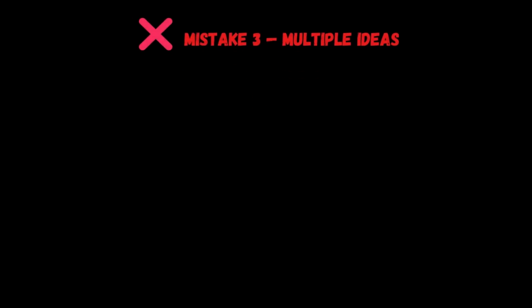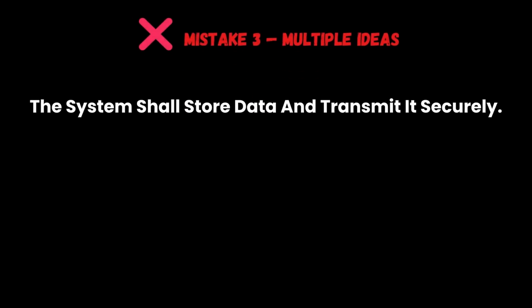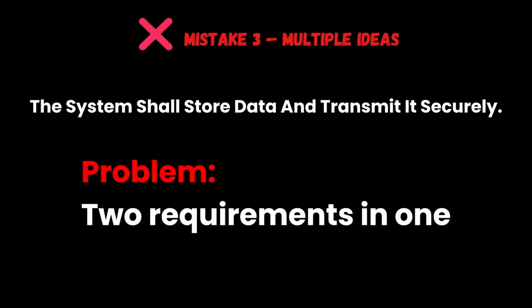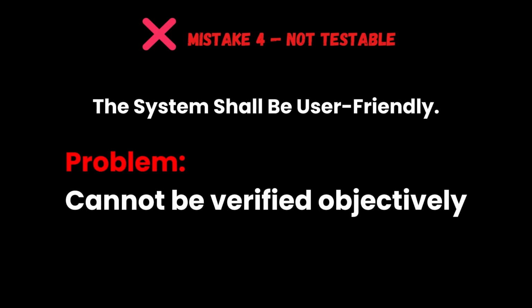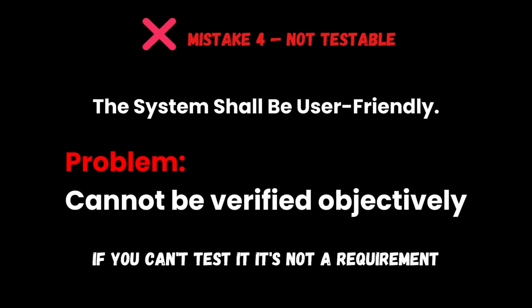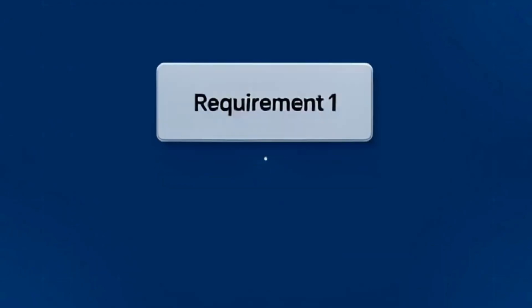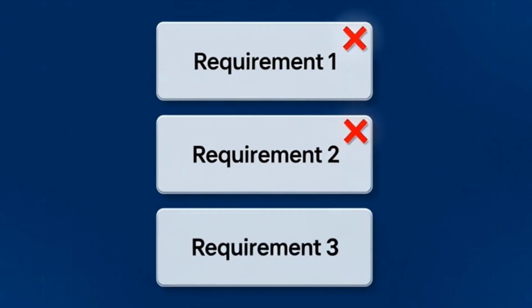Mistake 3. Multiple ideas. The system shall store data and transmit it securely. Problem. Two requirements in one. Mistake 4. Not testable. The system shall be user-friendly. Problem. Cannot be verified objectively. If you can't test it, it's not a requirement. Even experienced engineers fall into these traps.